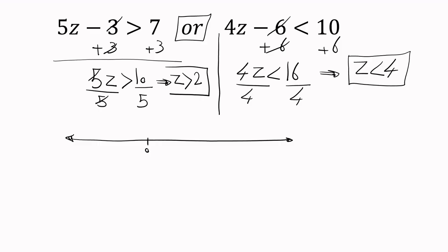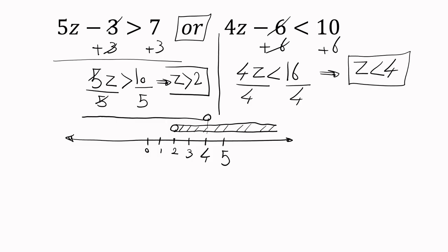This is my 0, 1, 2, 3, 4, 5. As you can see, the first range says z must be greater than 2. So 2 is not included, and because it is greater, we must move toward the positive direction. And this is my first range. The second range says z is less than 4, and 4 is not included. So I'm gonna use an open circle, and then it's gonna be like this. Because it is less, I must move toward the negative direction.